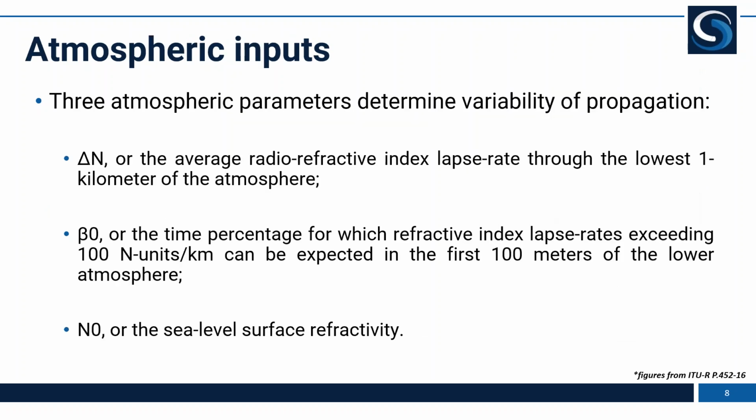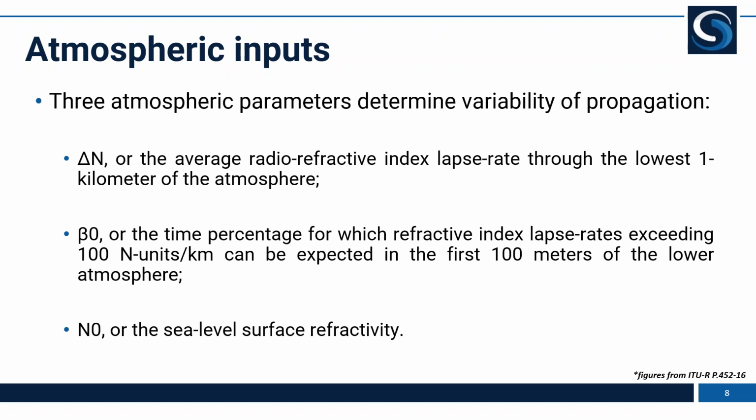Then a bit more about some further inputs to the propagation model, and those include some atmospheric inputs. Three of the most important ones are these three parameters here: your delta N, your beta naught, and your N naught. Along with the information about rain rates and rain heights, these are the other parameters for the atmosphere that are required for the various propagation mechanisms. And there are 6 propagation mechanisms, as we'll see on the following slide.